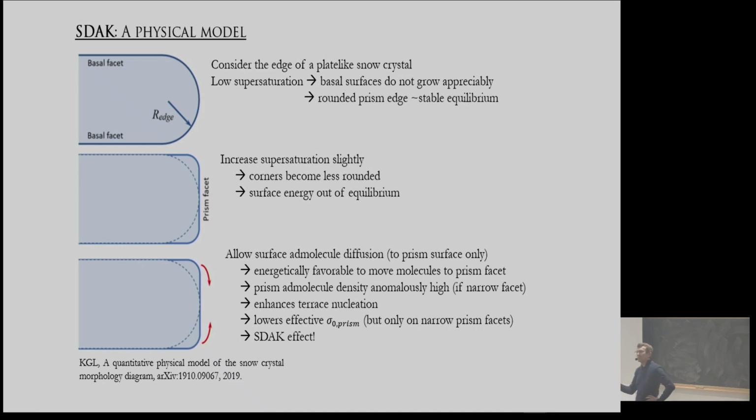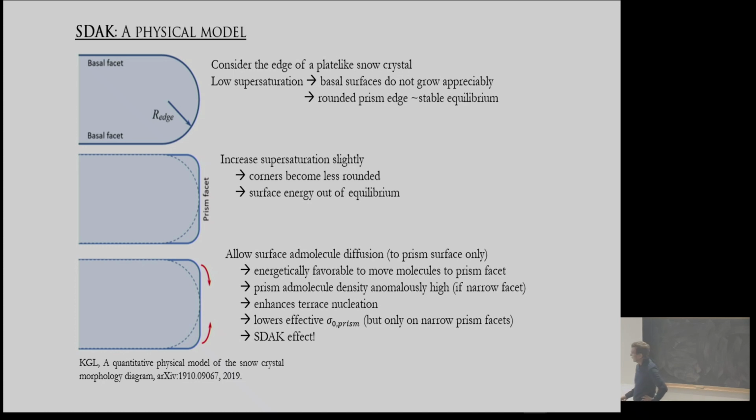So now we're going to turn up the supersaturation. We're going to start with that, and we'll turn up the supersaturation. Well, what happens? Well, the prism facet is there. The corners will grow because they're rough. And the corners will grow until the Gibbs-Thompson effect prevents them from growing anymore. And a prism facet will develop.